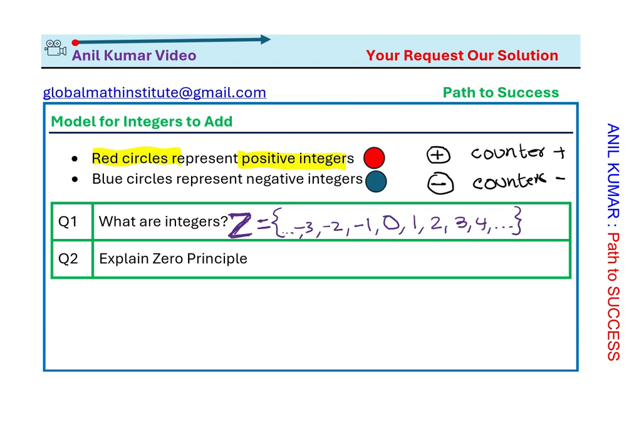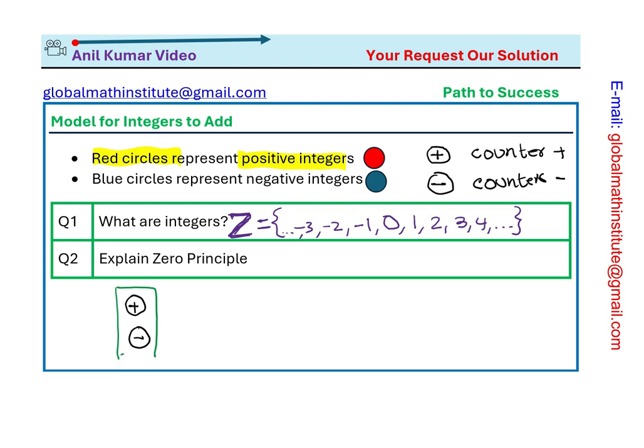Right. So we have positive and negative counters, which are sometimes designated by circles. There are a couple of things which go together here. Now let's see what the zero principle is. With the help of counters, I explain it like this: if I add a positive and a negative, this combination of positive and negative will give me 0. So that is the zero principle, a combination of positive and negative.